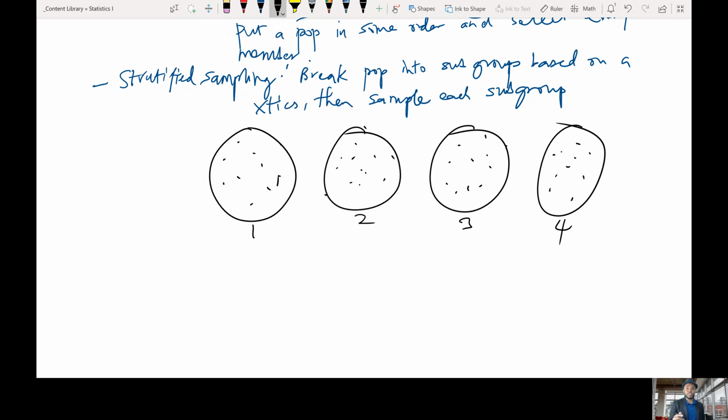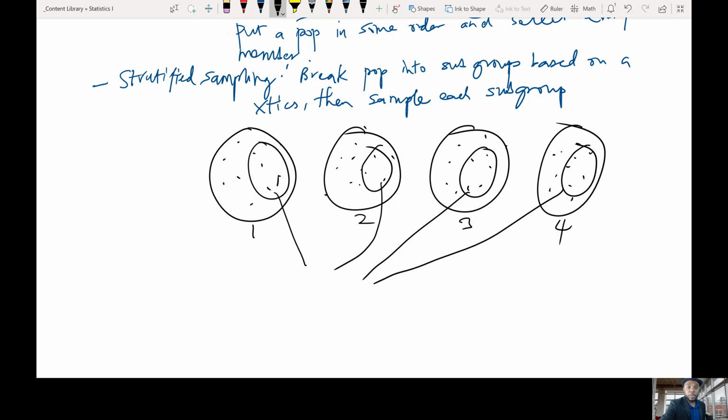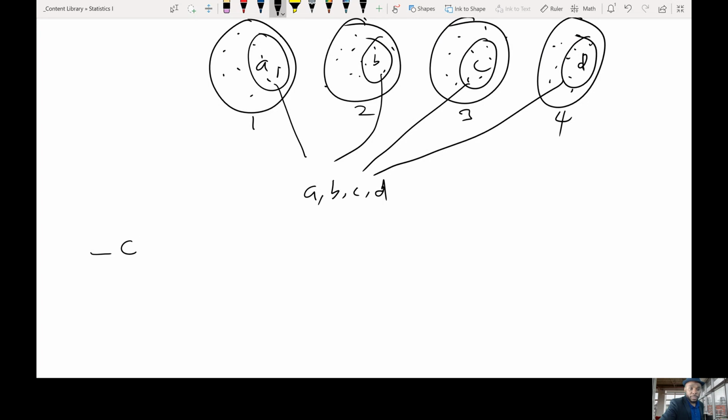And now out of each of these subgroups, we randomly sample respondents or participants from each of these subgroups. And then our data will consist of this new random sample. So I'll call this A, B, C, and D. So our new data will be we can join A, B, C, and D. So that's stratified sampling. And now the last form of sampling we look at is cluster sampling.